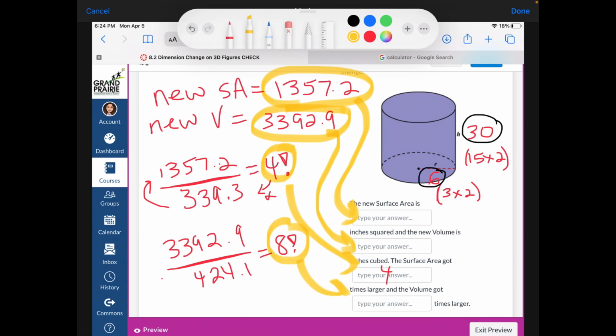So this is something to remember. If you only change one dimension, the volume in this case gets just 4 times bigger. But if we change both dimensions, the volume is going to become 8 times bigger. Okay, so this is just an analyzing type of situation. So I hope that makes sense.